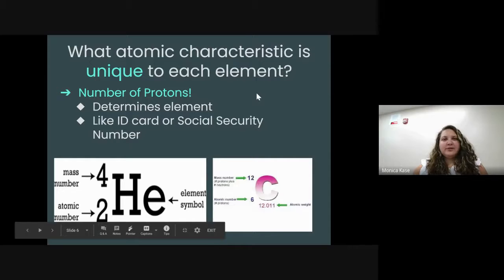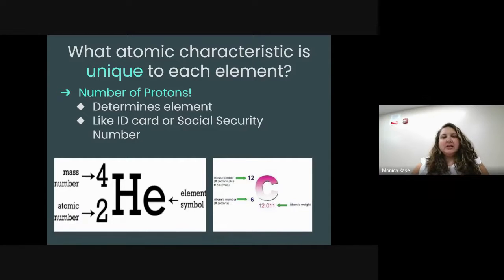All right, so what atomic characteristic is unique to each element? The number of protons is what is unique to each individual element. It determines the element, and we reference it as like an ID card, a social security number, your ID here at school. Nobody else has that number except for you as far as your ID goes. Same goes for an element. The number of protons an element has tells us which element we are working with.